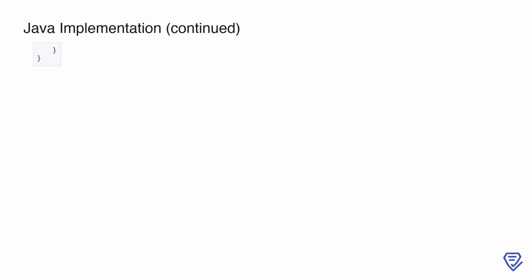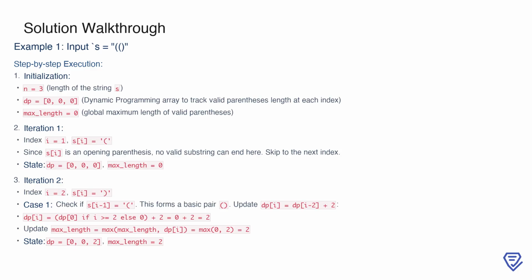in the input string. We begin with the input string s equals. First, we initialize some variables. N is the length of the string, which is 3. We create a dynamic programming array dp with 3 elements, all set to 0, to track the length of the longest valid parentheses ending at each index. We also initialize max_length as 0 to keep track of the global maximum length.